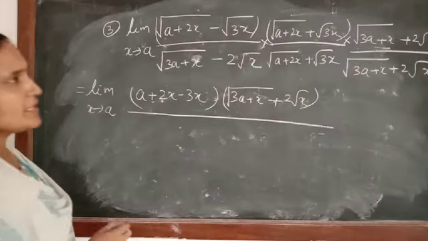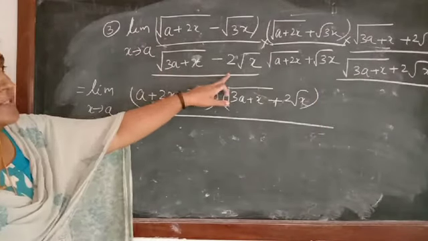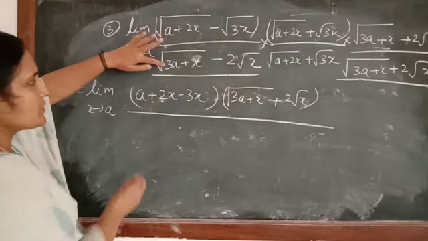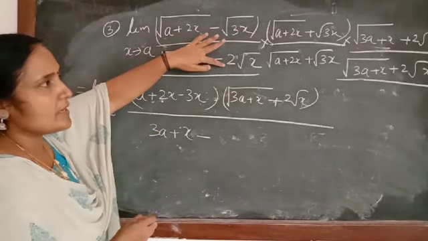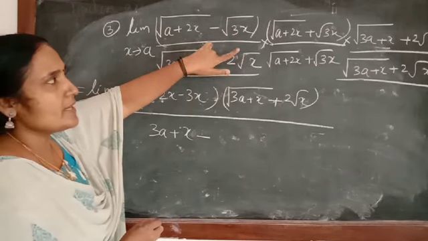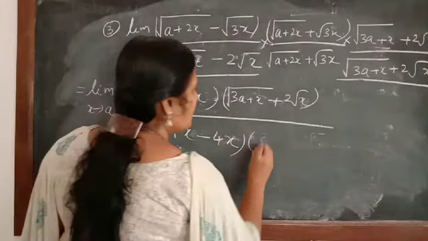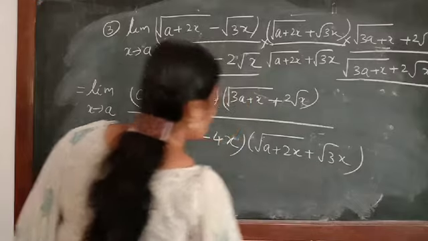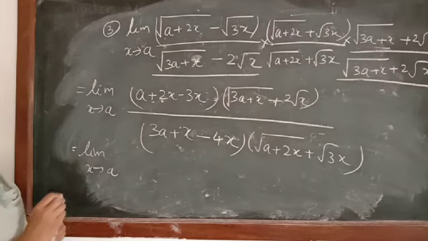Here we can check in which terms we can use the identity. These two terms. Correct? It is in the form a minus b into a plus b, so that will be equal to a square minus b square. Then we will get here 3a plus x minus, what will be b square? 2 root x the whole square. 2 square is 4, root x square is x, so we will get 4x. Now the remaining term you write down as it is: square root of a plus 2x plus root 3x. Don't do anything there. Now we can just simplify it and after that we can substitute x is equal to a.